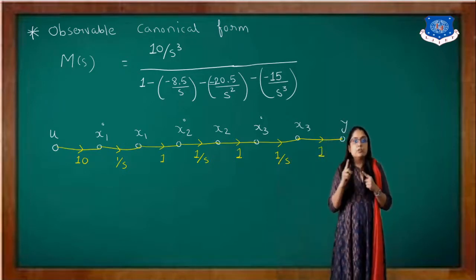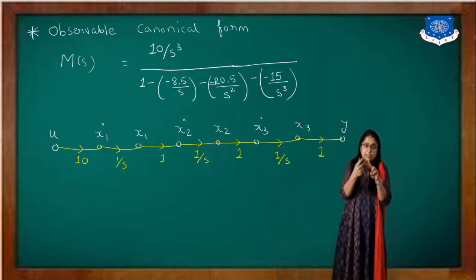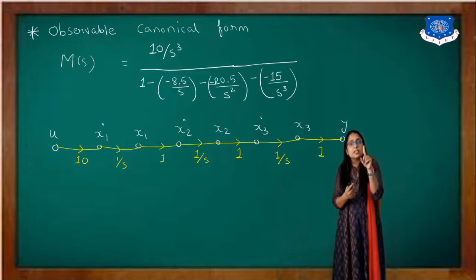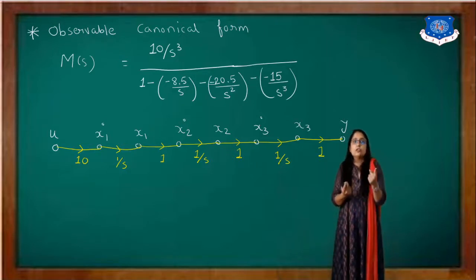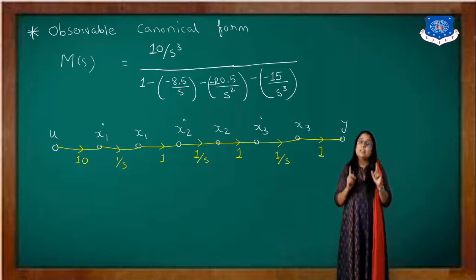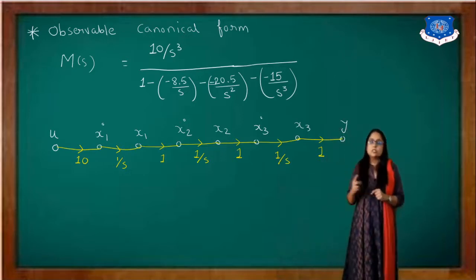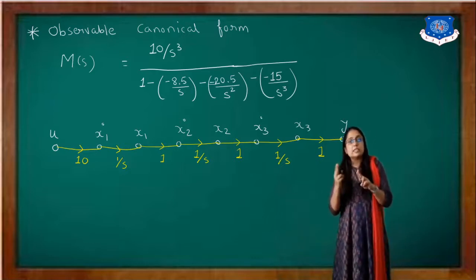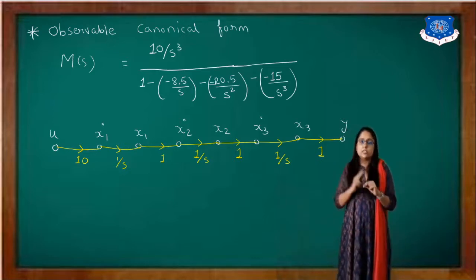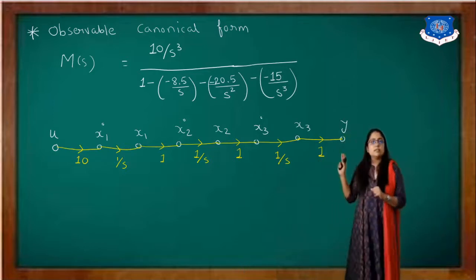And from x1 dot to x1, it's a 1 by s. Then, as such, you do not have anything between x1 and x2 dot. That's why we are considering that as a 1. So you can write down that x2 dot equals x1 because it's a dummy node. Whatever we are assuming x1, that x1 is nothing but a dummy node. Then similarly, x2 dot to x2 is 1 by s. Then x2 and x3 is what? It's a dummy node, so it's a 1. Then x3 dot to x3 is 1 by s and finally it's a 1.